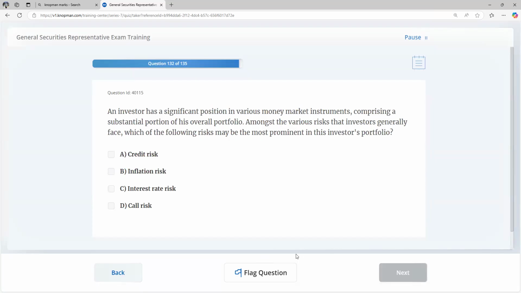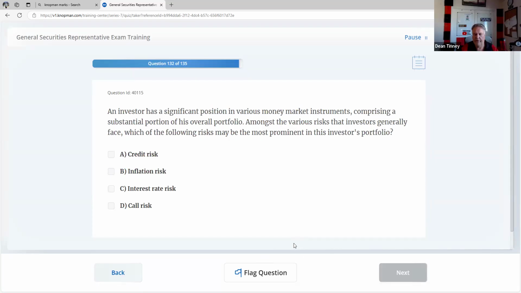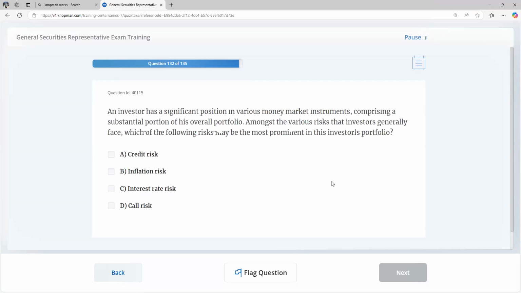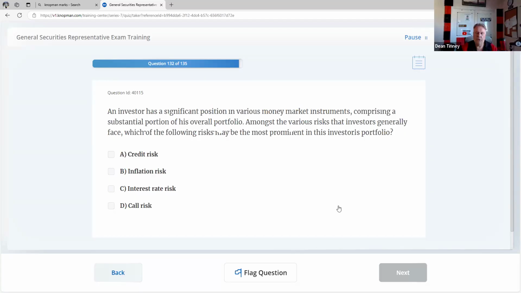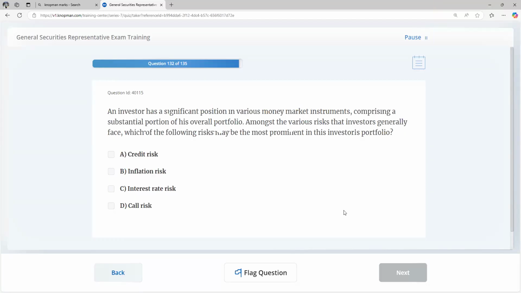An investor has a significant position in various money market instruments, comprising a substantial portion of his overall portfolio. Amongst the various risks that investors generally face, which of the following risks is most prominent in this investor's portfolio? Okay, so he has a significant position in various money market. I mean, honestly, the interest rate risk. Well, if it's short term, whatever interest rates are doing, that's what you're going to be doing. So if interest rates go up and you got commercial paper, bankers' acceptances, treasury bills, you're just going to reinvest at that higher rate.